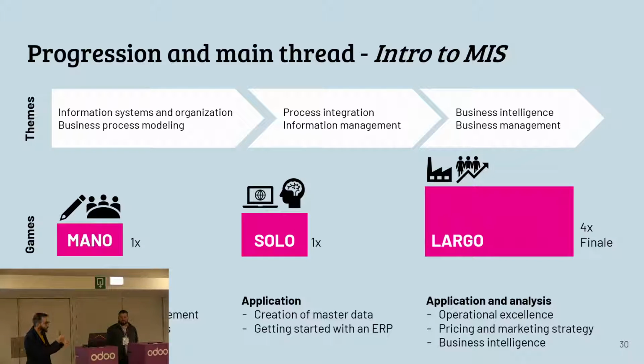Then, based on this first experience, we can introduce all the concepts about information systems, organizations, and how to model a business process, so they learn how to make BPMN models. Then we move to the Solo game, where we teach them that we can use information systems to integrate different processes. For instance, a customer order can trigger resupply from the suppliers. And this allows us to help them discover Odoo.